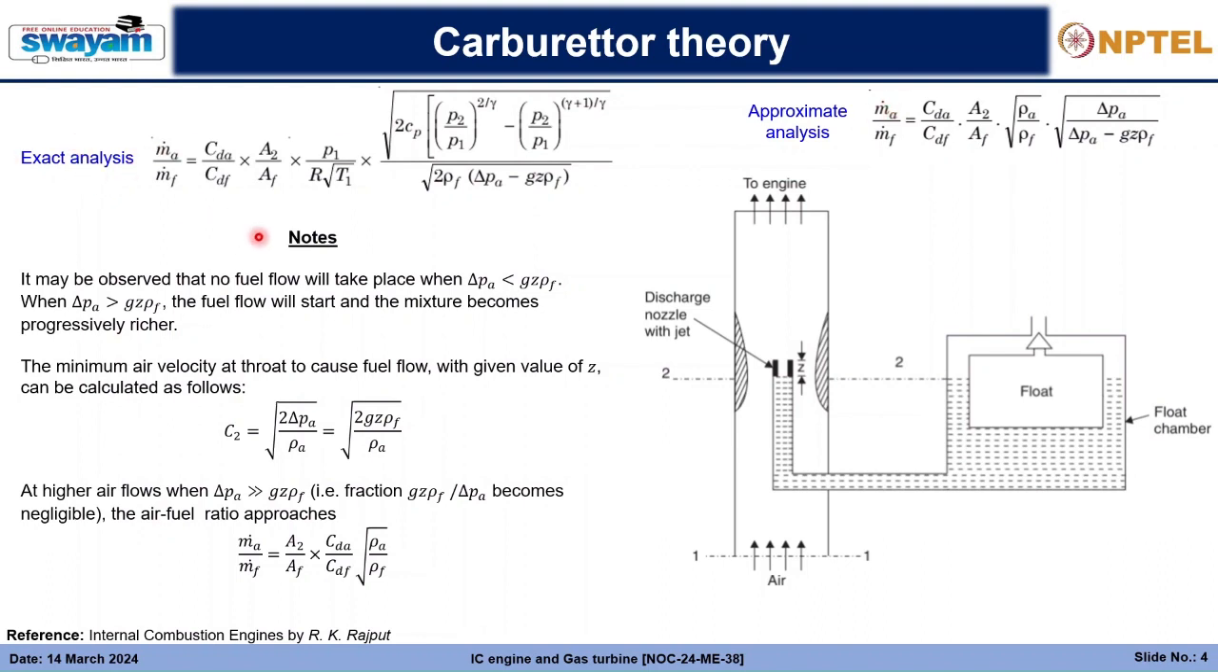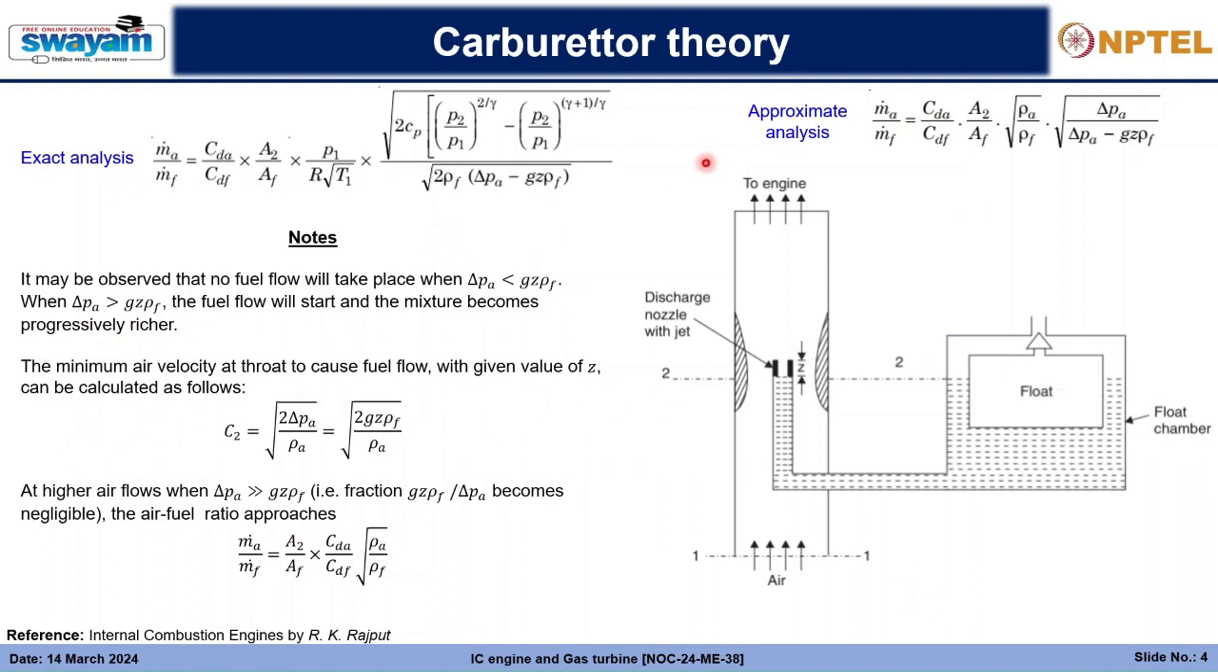So in exact analysis, if we are given the inlet conditions and the temperature conditions inside the carburetor, then it is advisable to use the exact analysis, because then we can exactly calculate the air fuel ratio. And this is the formula. It is dependent upon the pressure at the throat divided by P1, that is the ambient pressure, and also other parameters which are seen in the approximate analysis as well.